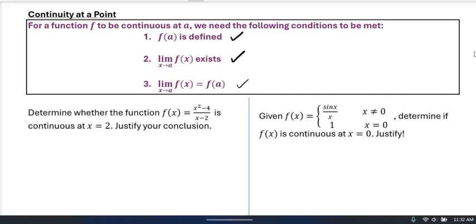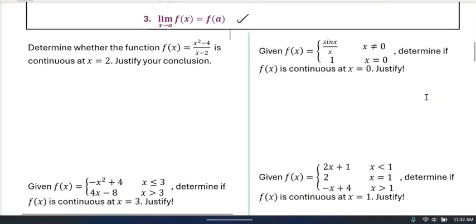So if you want to check and see if something's continuous at a point, you can just go through this list in that order. If it breaks any of the three, then it's over. All right, let's take a look at an example. Determine whether the function f of x equals x squared minus 4 over x minus 2 is continuous at x equals 2. Justify. So we can just consider number one, which is just checking f of 2.